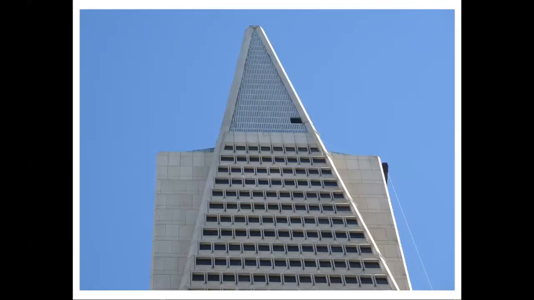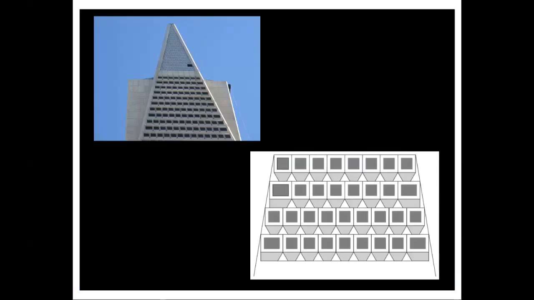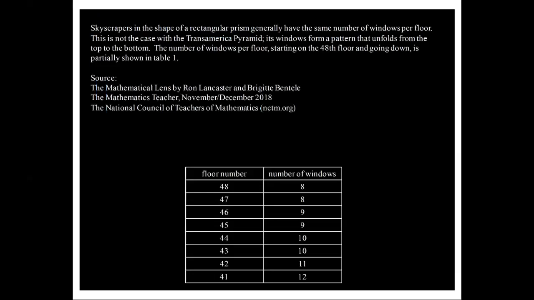It turns out there's a really cool pattern. On the 48th floor, at the very top, right up here, there are actually 8 windows. But when you go down to the 47th floor, there's still 8 windows. And then the floor below that, there's 9 windows and 9 windows. And this goes all the way down the building. So you have a really interesting pattern here, a couple arithmetic sequences as you go down. It's really cool the way this works.